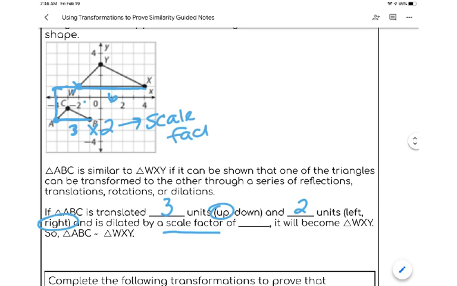scale factor. Now, the thing about a scale factor that we talked about in the dilations video is the scale factor has to apply to every side in order for it to be a dilation. So it would have to enlarge every side. And you may already notice that that is true in this case. So the scale factor is 2.